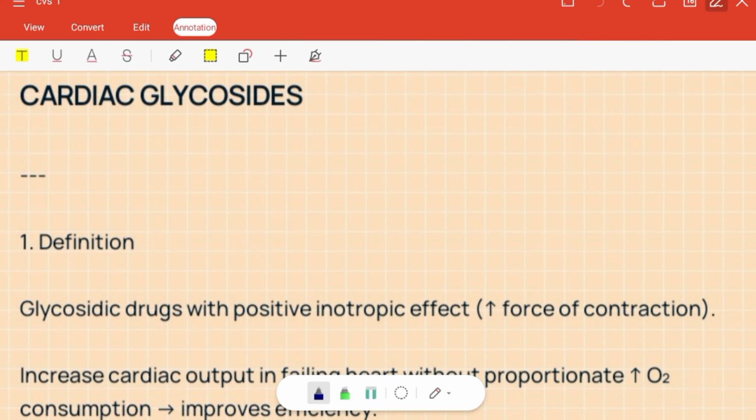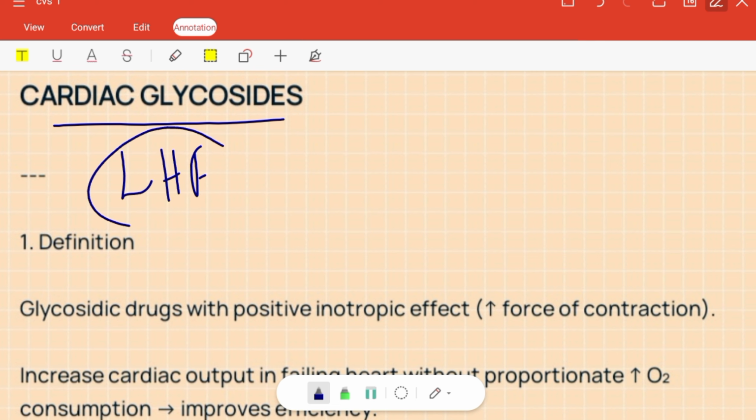Today we are going to see one of the most important topics in pharmacology, which is the cardiac glycoside. It is a drug which is used in heart failure. There is right heart failure and left heart failure. In left heart failure, what happens is that the ventricles do not pump.